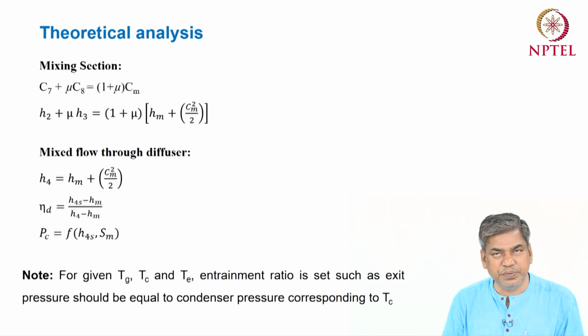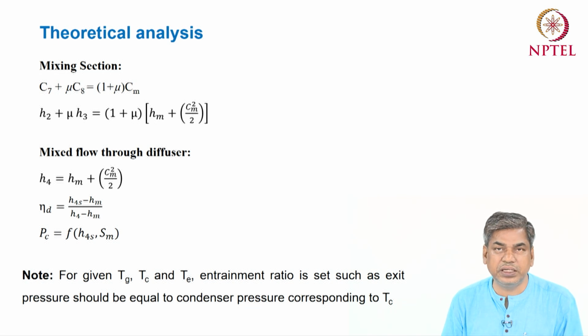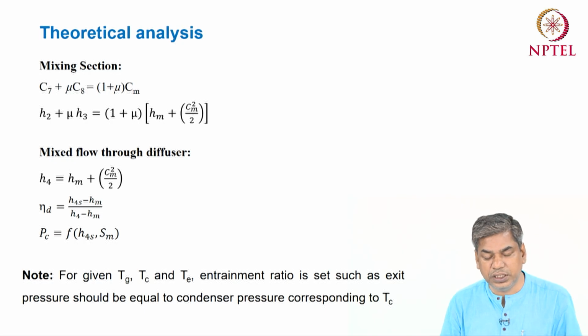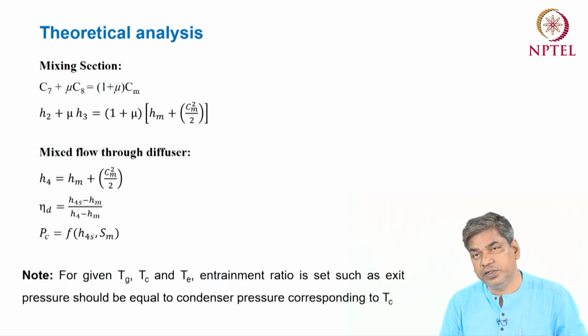In some cases, if the generator temperature, evaporator temperature and entrainment ratio are given, then we can calculate the condenser temperature or condenser pressure. And if the condenser temperature, evaporator temperature and generator temperature, all the temperatures, are given, then the entrainment ratio you have to iterate.